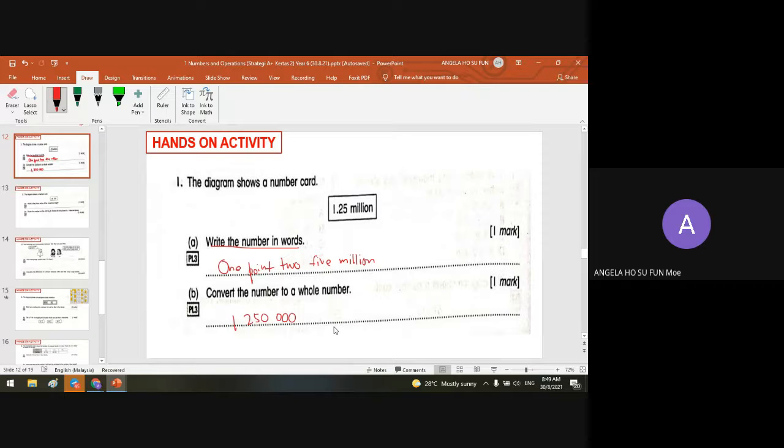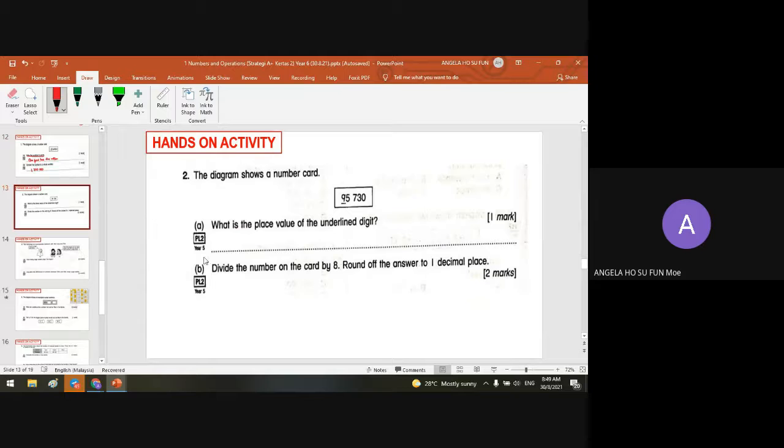Come on, the rest of you. You want to get a point? Just turn on your mic and say out the answers. Okay, we go on. Question number 2A. What is the place value of the underlined digit? Faster. 10,000. 90,000. 1,000. 10,000. Who is the boy who just now said out the number? Who said 10,000 just now?